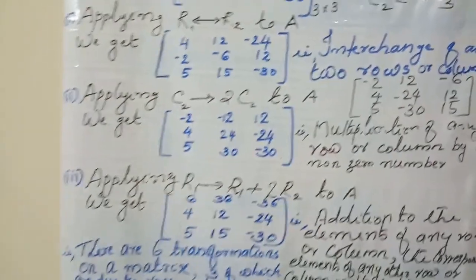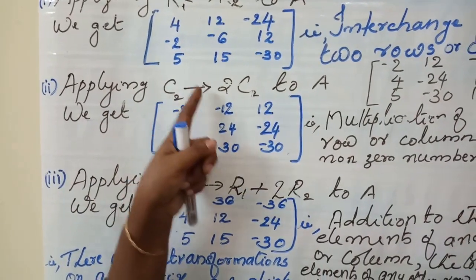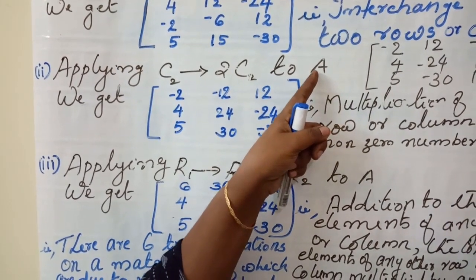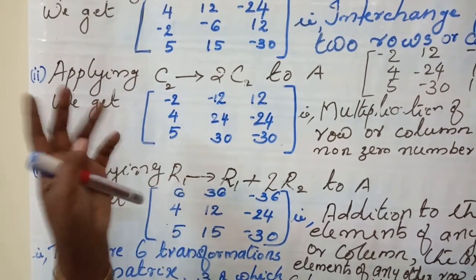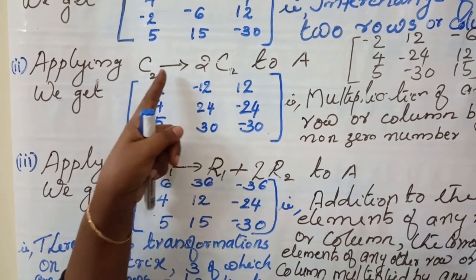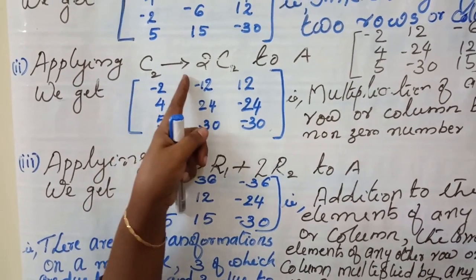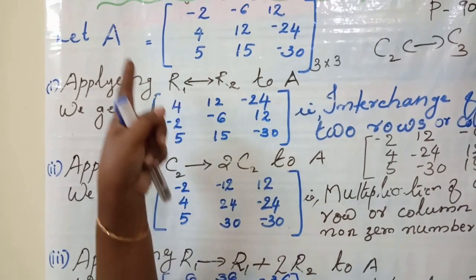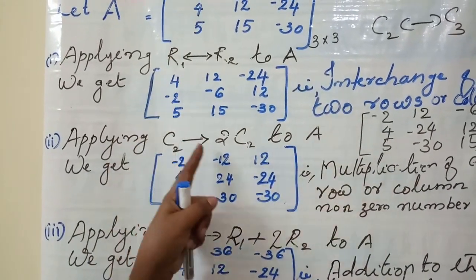Then we consider the second operation, that is C2 to 2C2, on the given matrix A. Here I consider the second column. What is the operation here? You can see only a one-sided arrow, which means only C2 changes. Before, you saw double-sided arrows, meaning R1 to R2, R2 to R1. Clear? So here only C2 is transformed.